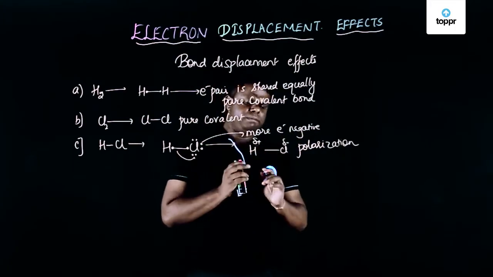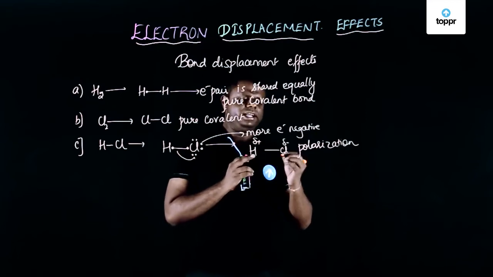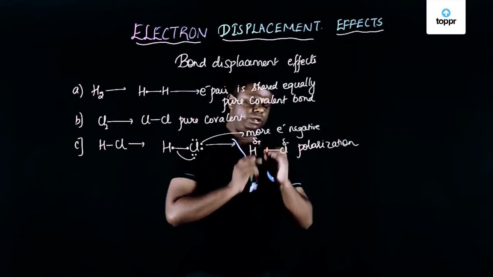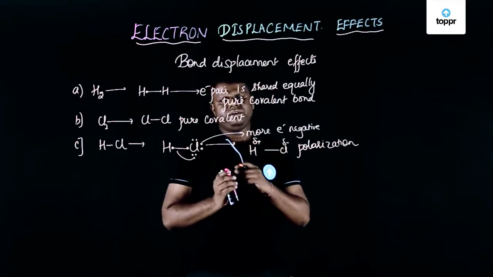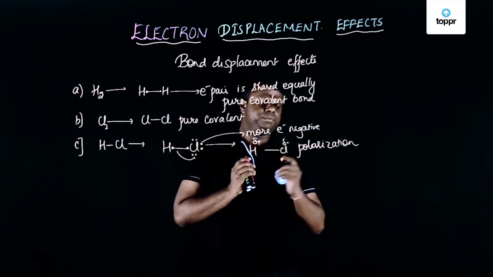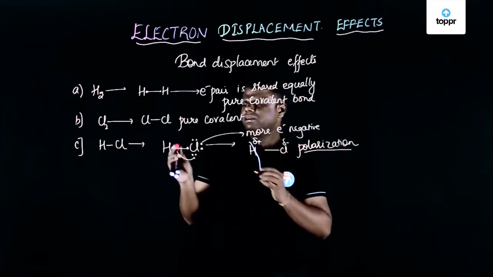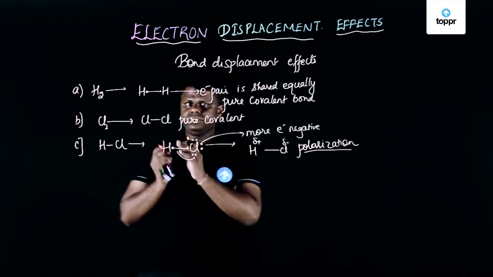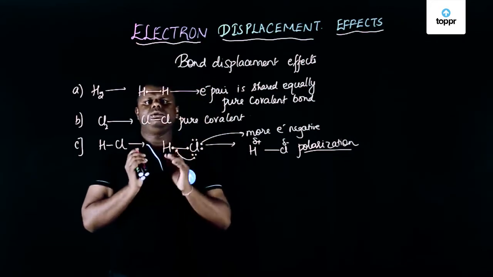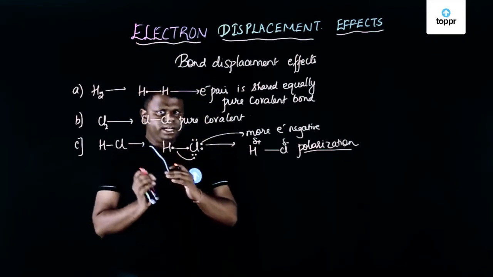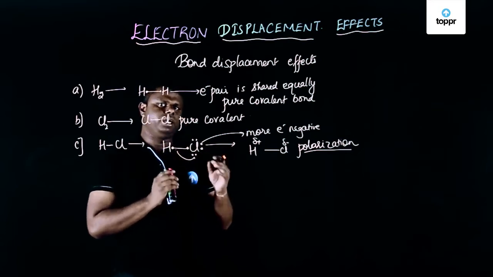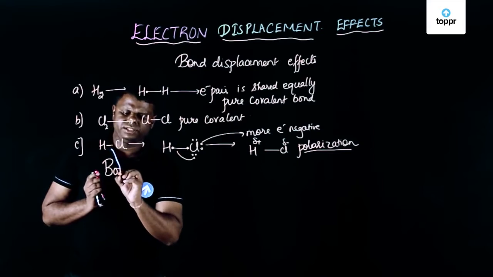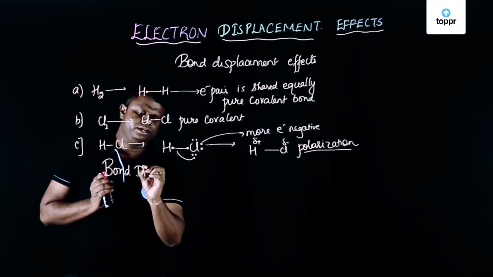And why did this happen? This happened because there is a big electronegativity difference between hydrogen and chlorine. Hydrogen is least electronegative and chlorine is most electronegative. So, polarization happened. Now, this is basically the bond displacement effect. Here, the electrons don't leave their position, they don't leave their orbital, but they are slightly displaced towards the more electronegative atom. So, let us define what you call bond displacement or electron displacement.